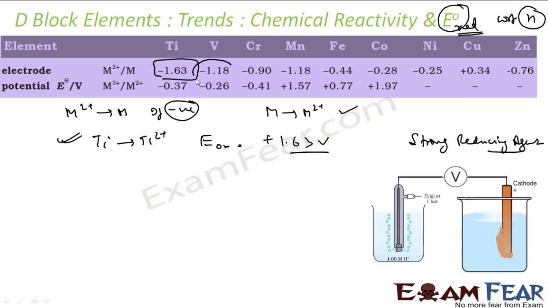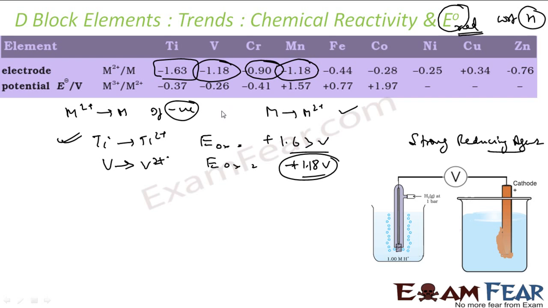Same thing applies for vanadium. If you see, vanadium to vanadium 2+, E oxidation comes out to be plus 1.18 volt. This is a big number. That means vanadium has a tendency to get oxidized, and vanadium is a good reducing agent. Same thing applies for chromium also. Same thing applies for manganese also.